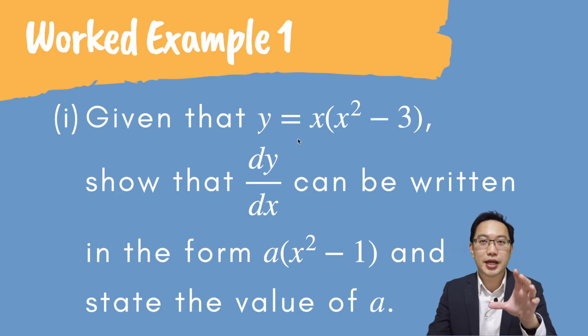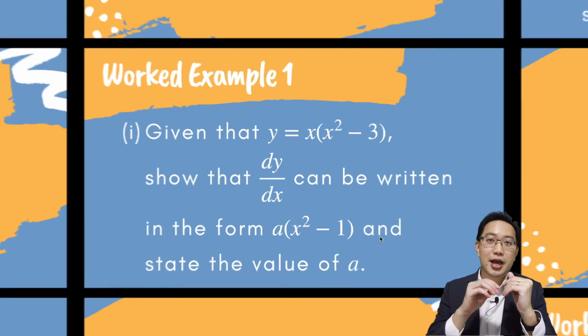And out of this dy dx, we can actually write it in this form: something bracket x squared minus 1. In the front, it can be a constant, any number. We're not sure, we just have to differentiate and find out. But the bracket must be exactly the same. X squared minus 1 needs to be exactly the same. The only difference we can have is some other number in front. So the final step, we need to state the value of a. Let's look at how we can work this out.